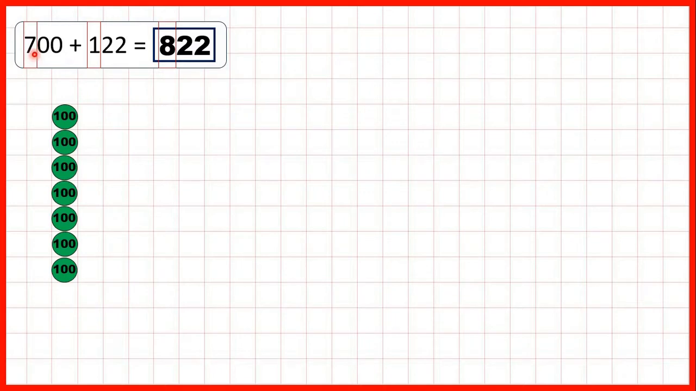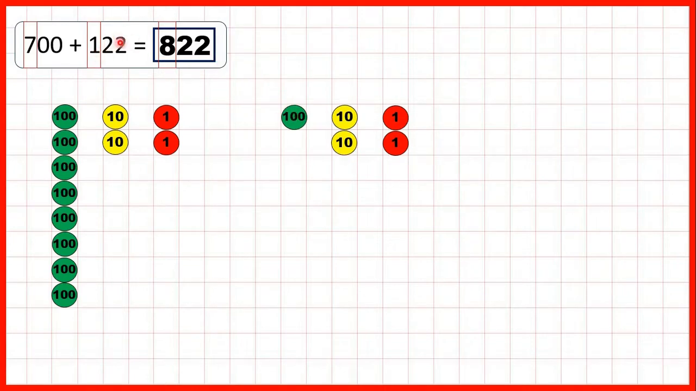And then we had 700 plus 122. So we were adding 1 hundred, 2 tens, and 2 ones. So that gave us 822 as our answer. But again, we can see that we would have got the same answer if we'd started with 122 and then added 700. Because if we add 7 hundreds counters, you can see that what we end up with is exactly the same. That's 8 hundreds counters, 2 tens counters, and 2 ones.